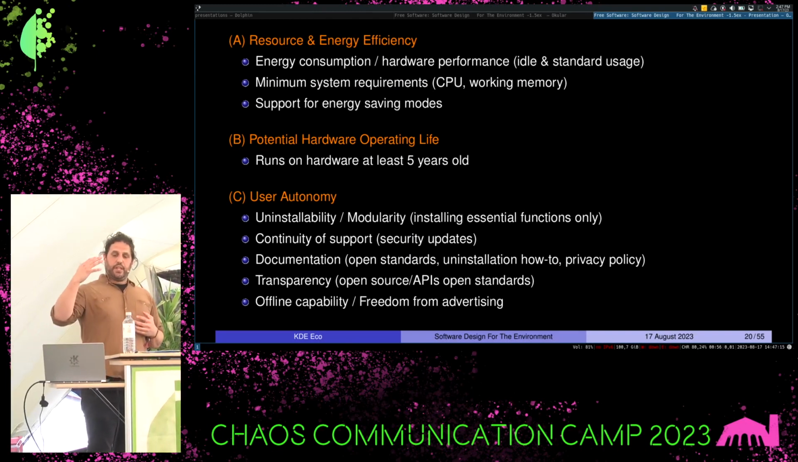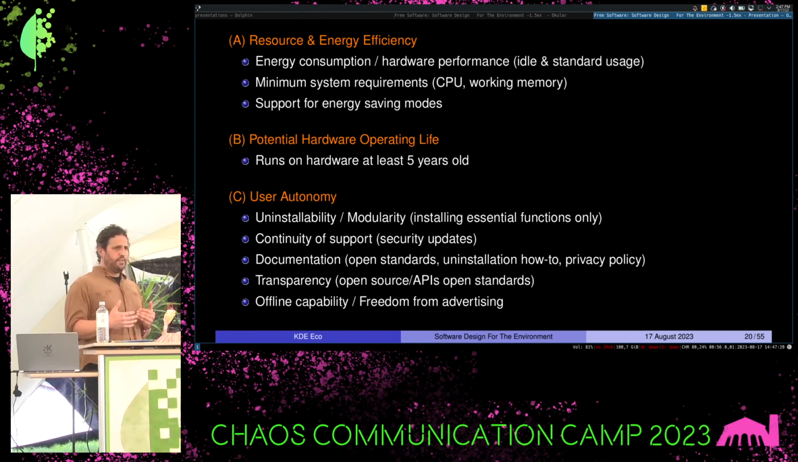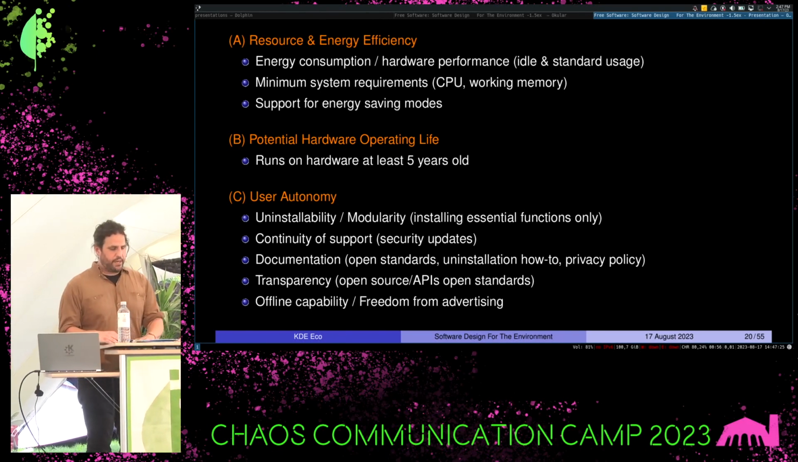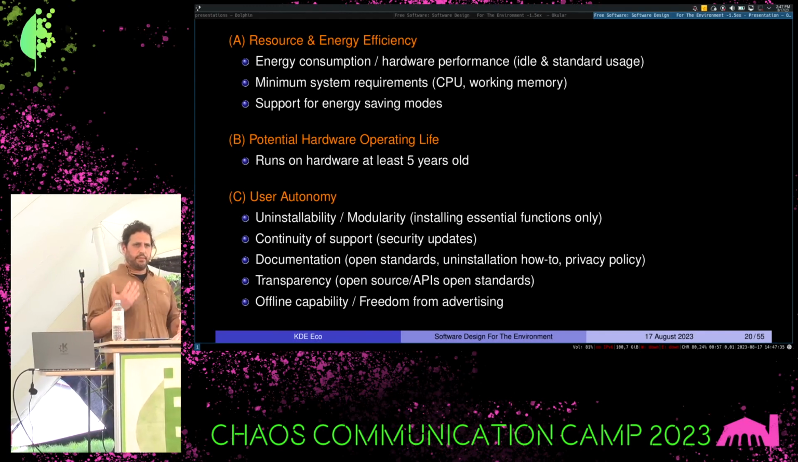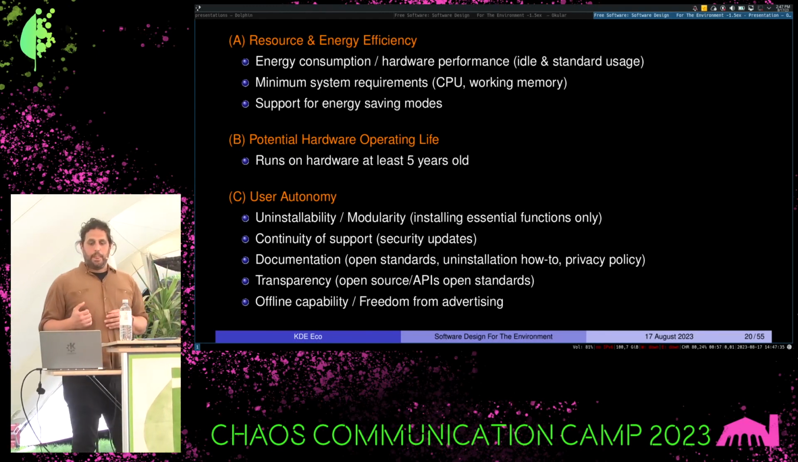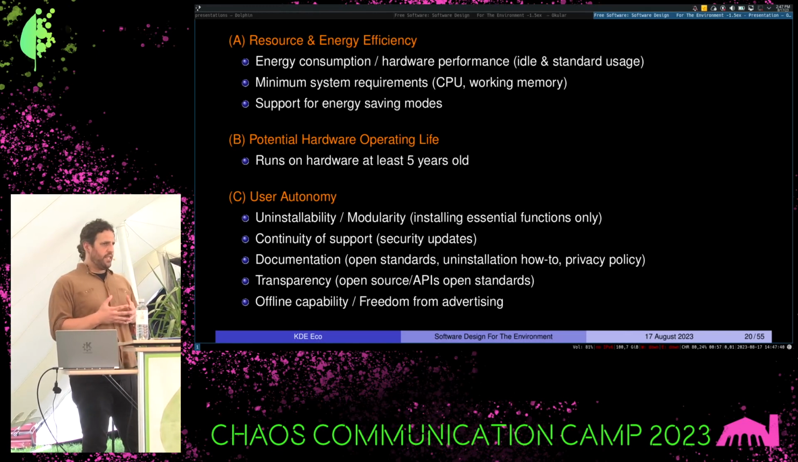Before we get there, though, let's look at some of the different criteria. Resource and energy efficiency, that's related to the energy consumption of software. The criteria don't have a threshold, but rather a transparency requirement, so that users are aware of how much energy this software consumes when running typical tasks. Potential hardware operating life, the requirements are that it runs on hardware at least 5 years old.